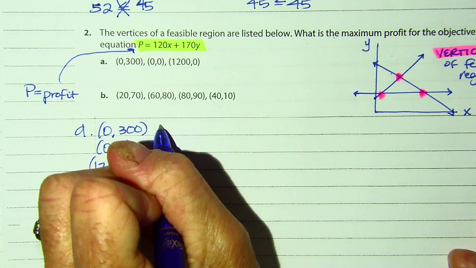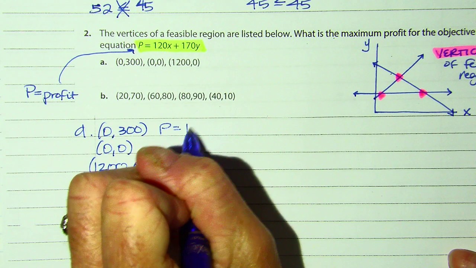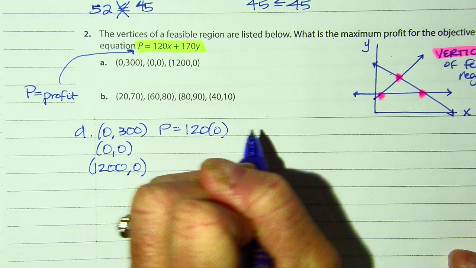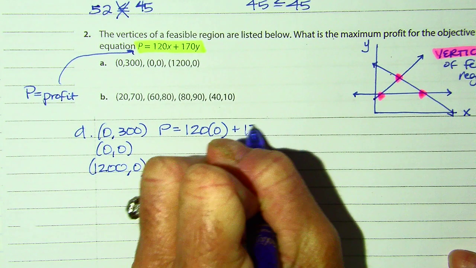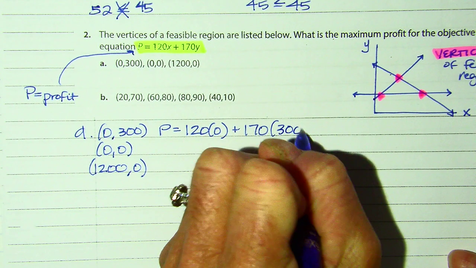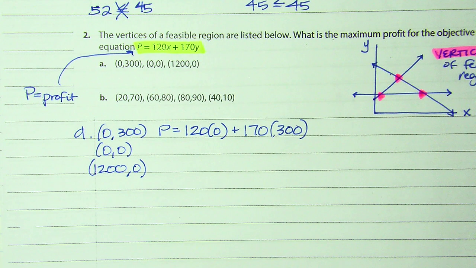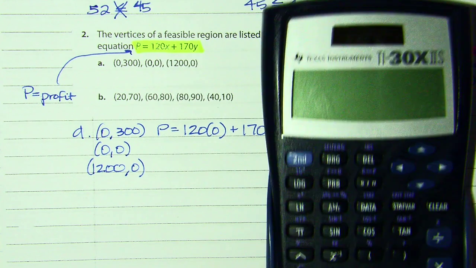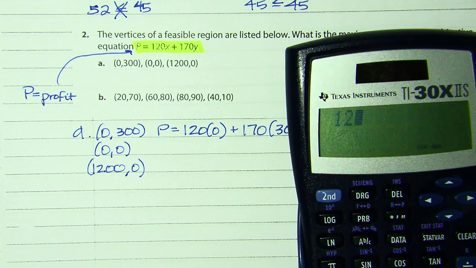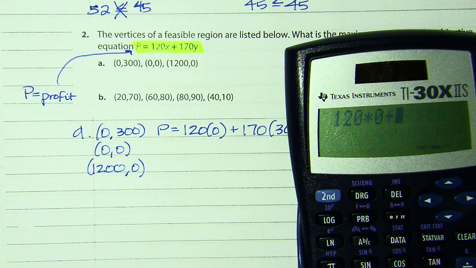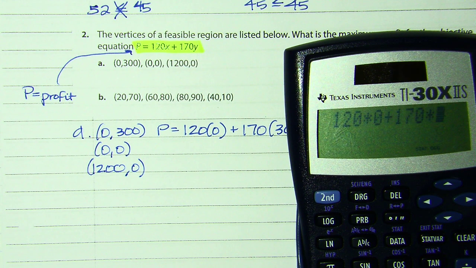So for the first one, take your calculator. You would be multiplying 120 times 0 plus 170 times 300. And so that's exactly what we're going to do. I don't need Desmos for this. So 120 times 0 plus 170 times 300.